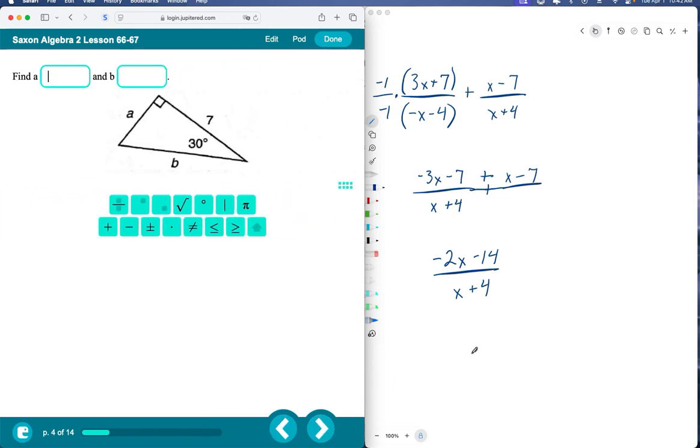Next problem. You see how easy that is. Those are not hard. All right, so let's go to the next problem.